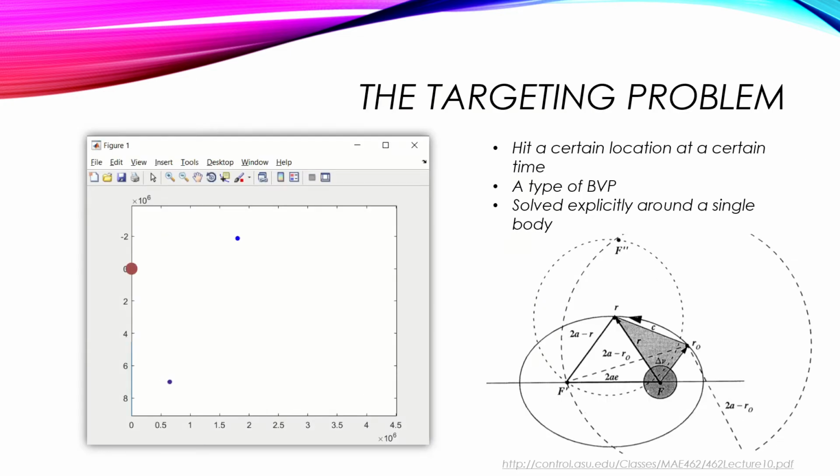After describing the transfer orbits, I moved on to work with the targeting problem. This is a little more complicated and it involves hitting a certain location at a certain time. This is a type of boundary value problem because you have initial conditions for location, final conditions for location, and you have to connect the two through your ODE system by describing the velocity at the beginning. So whenever you're orbiting around a single body, this can be solved explicitly using Kepler's laws once again.